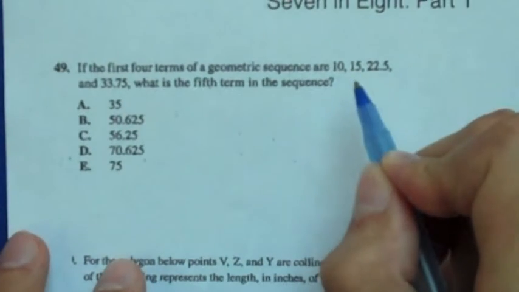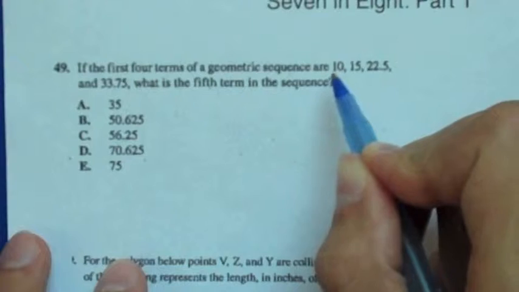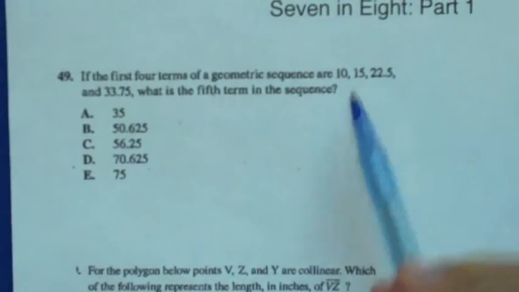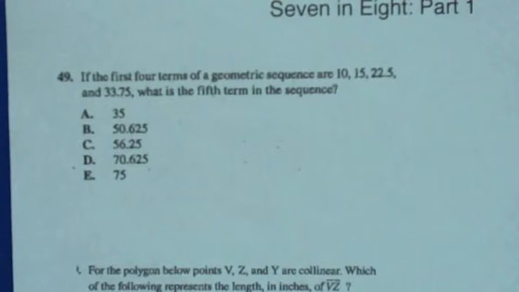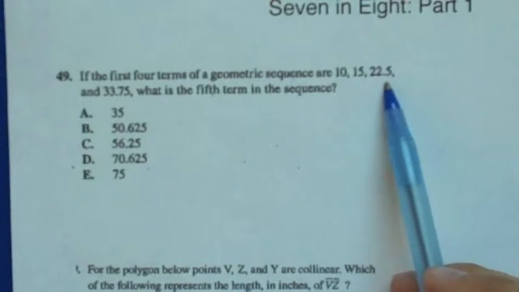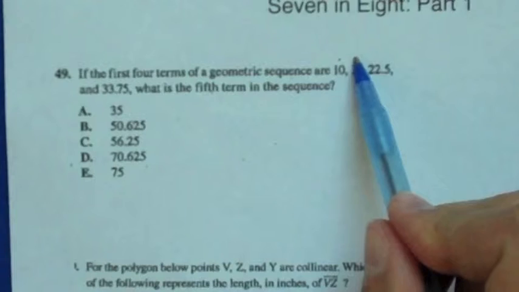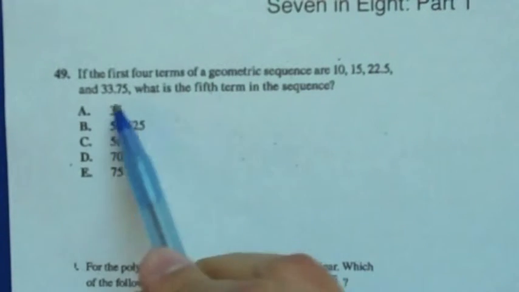And the best way to do that is to take a number and to divide it by the one before it. For example, if I do 15 divided by 10, that's going to be a 1.5. If I do 22.5 divided by 15, that is also going to be a 1.5. And it's going to keep going like that. 33.75 divided by 22.5 is a 1.5. So what's happening is we're multiplying by 1.5 to go this way in our pattern.